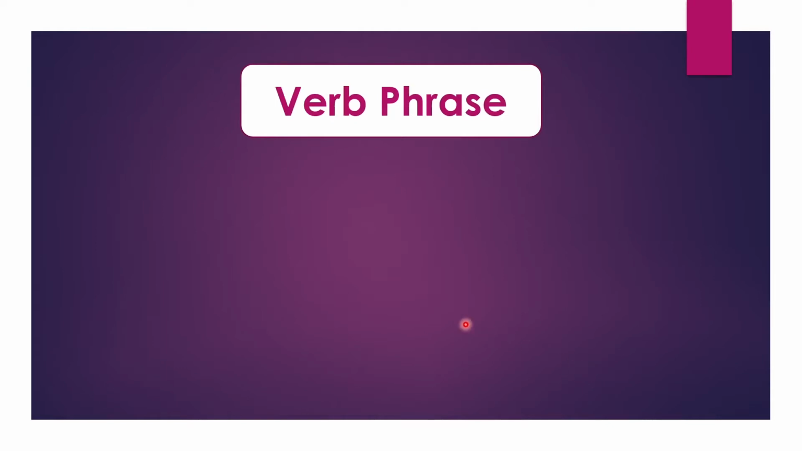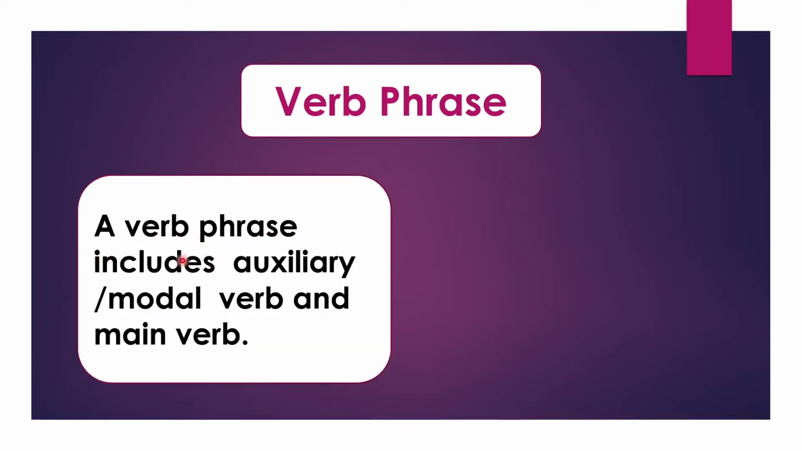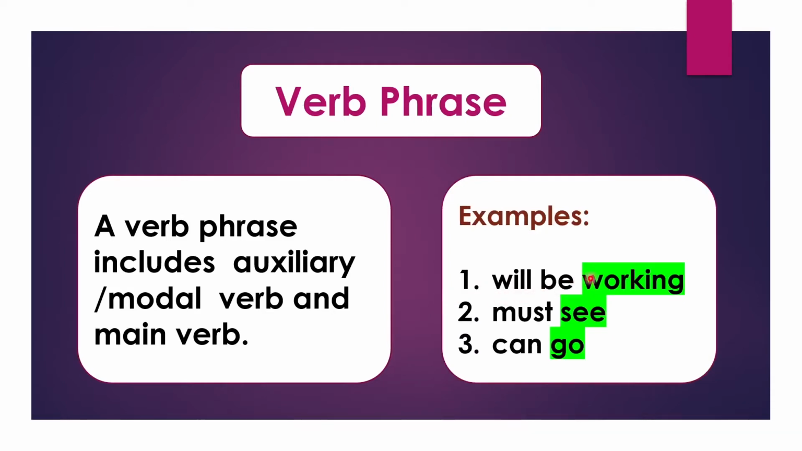Now let's see what is verb phrase. A verb phrase includes an auxiliary or modal verb and a main verb. Now let me give you some examples. Will be working. Here will is the auxiliary verb and working, this is the main verb. This is ing form. So here the main verb is the main word in this phrase. So this is a verb phrase.